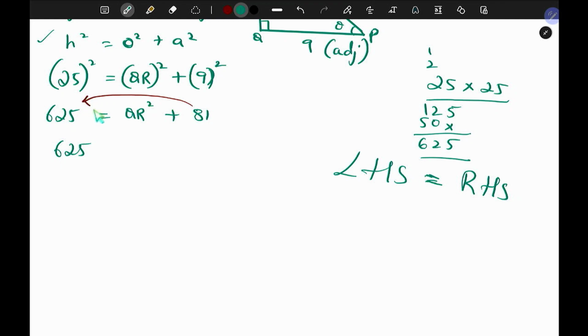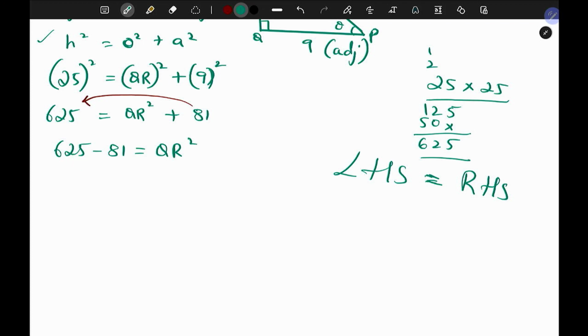If it is shifted, it's going to be written next to 625 and the sign of it will be negative. So plus 81 became minus 81. And after that we write the equals, and after that we write this QR square. We don't miss any number from the above line. Everything should be there, the signs and everything.